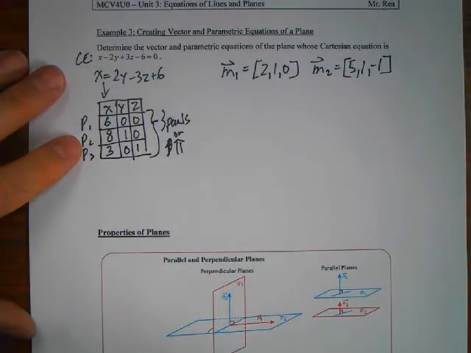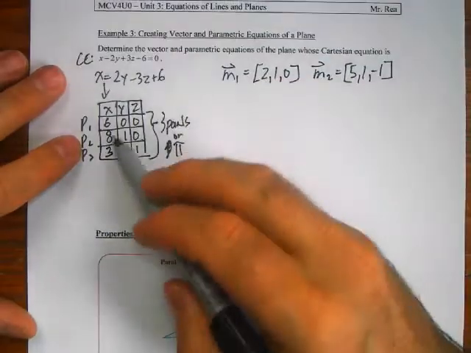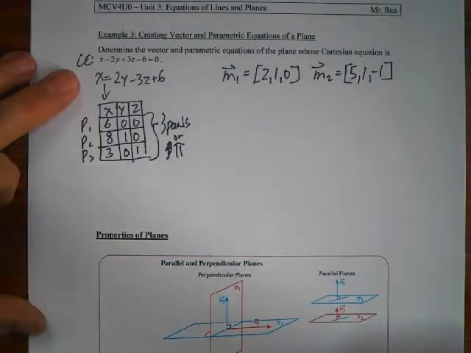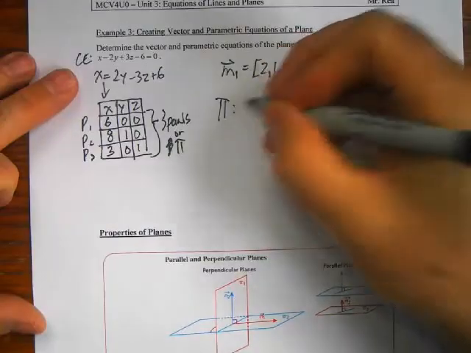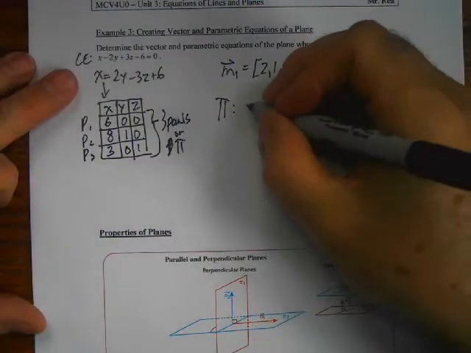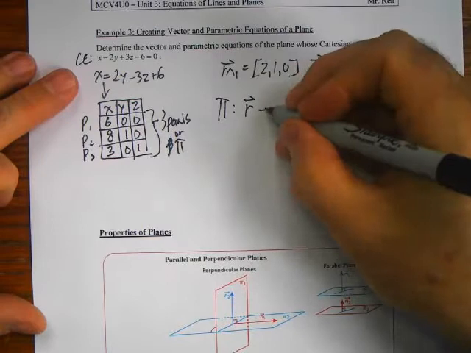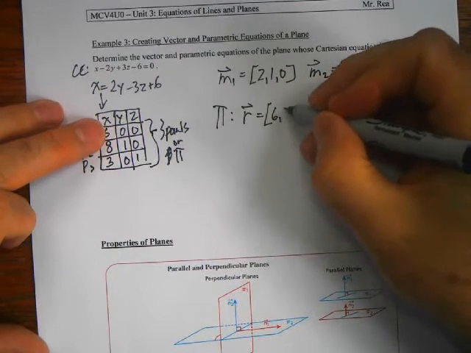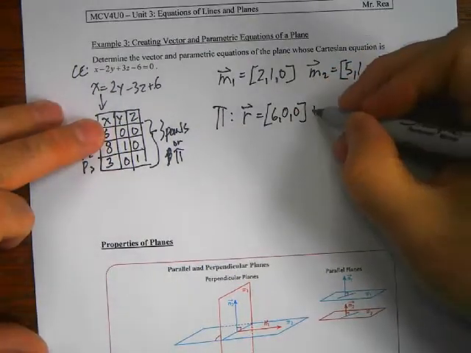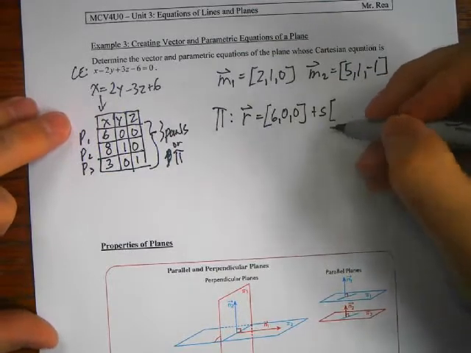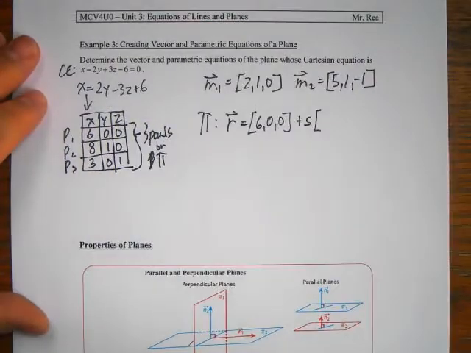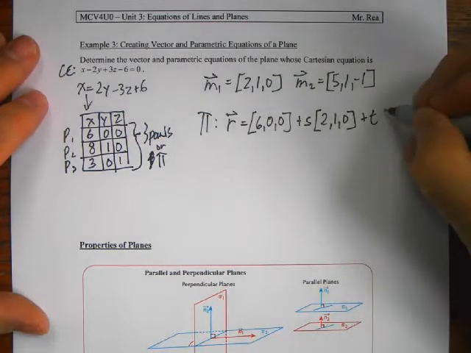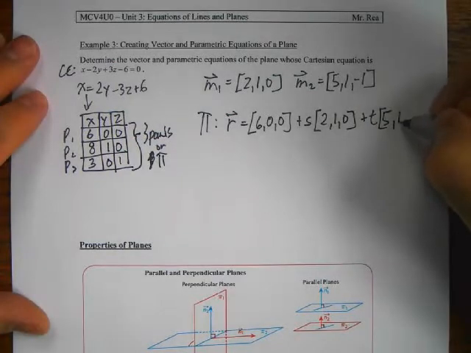So now it's pretty easy. We've got two direction vectors. We've got our choice of 3 points that we just created from the Cartesian equation. So we can go right to the final answer here, the equation of the plane. Now, like I said, you could pick any of these 3 points as our position vector. I'm going to pick 6, 0, 0. That's our position vector. And then we have our 2 direction vectors, which come from the ones we just created. So 2, 1, 0 and 5, 1, negative 1.